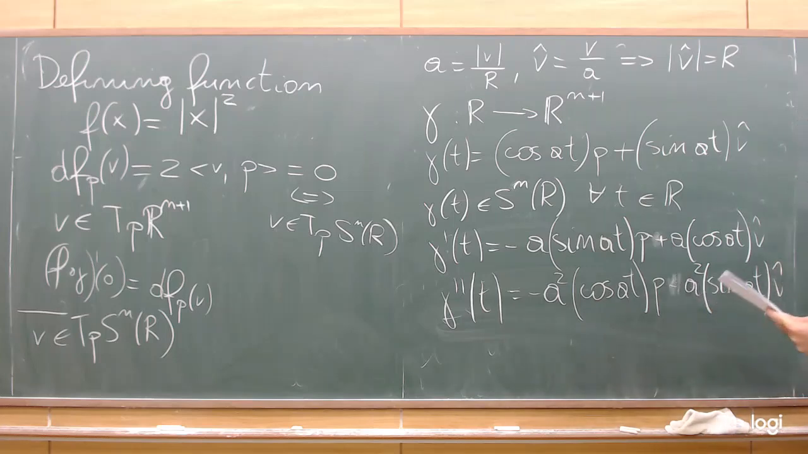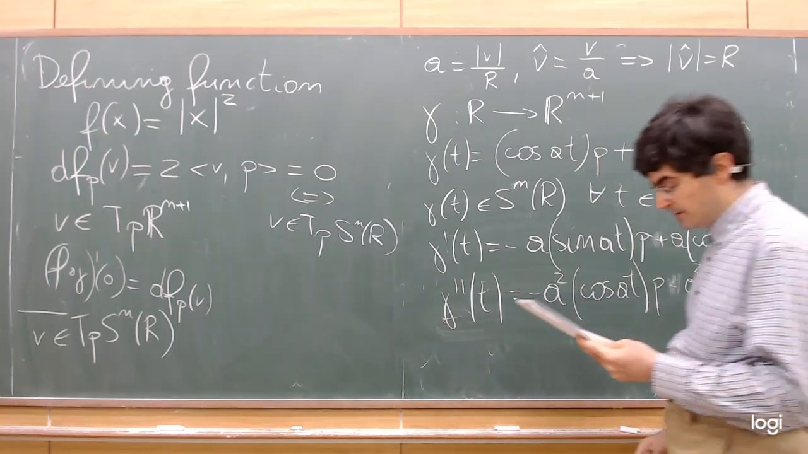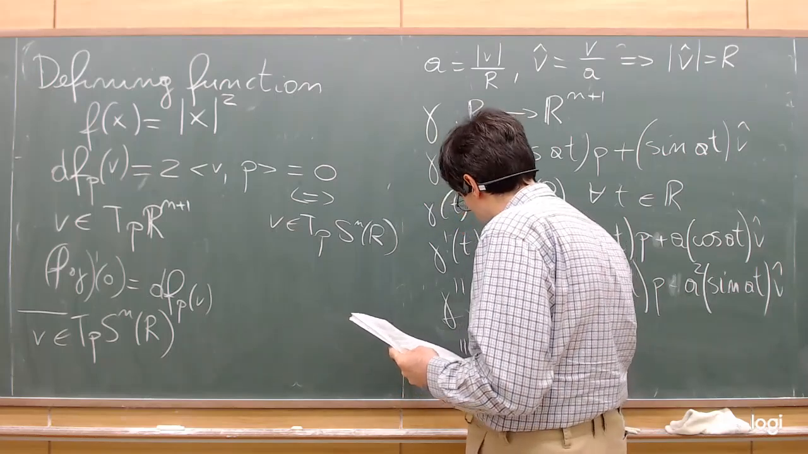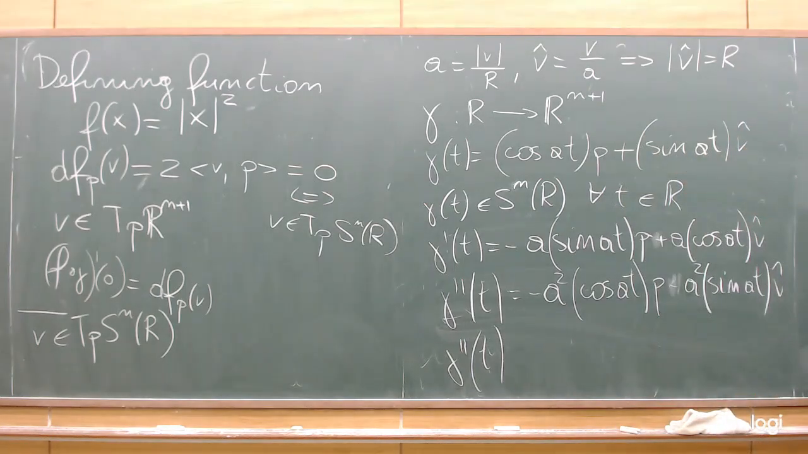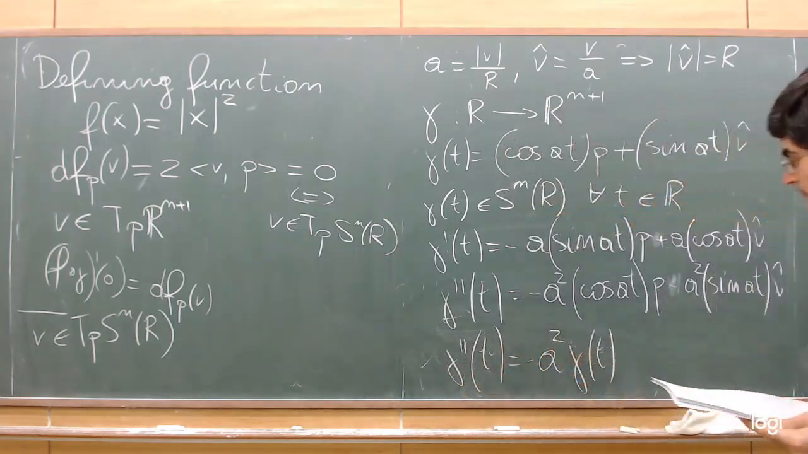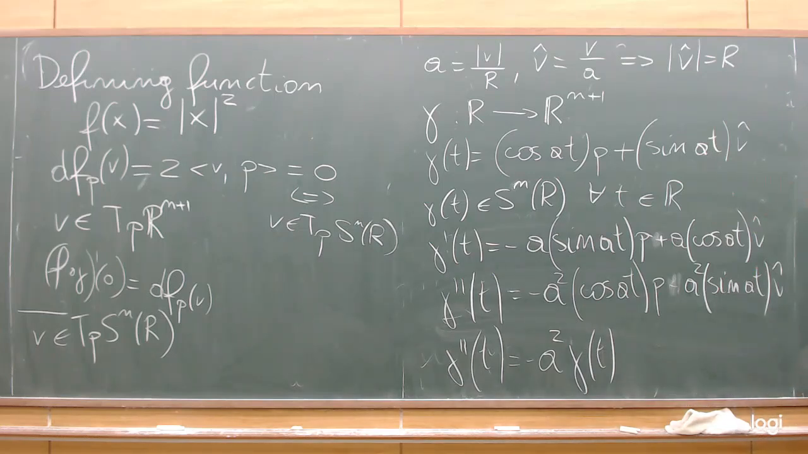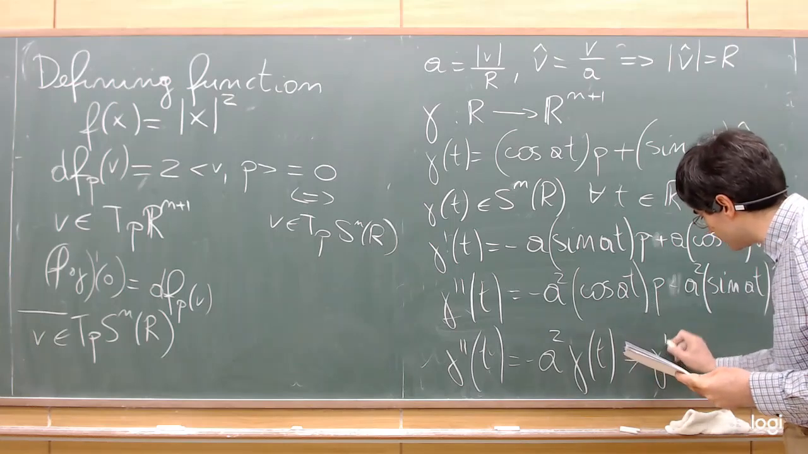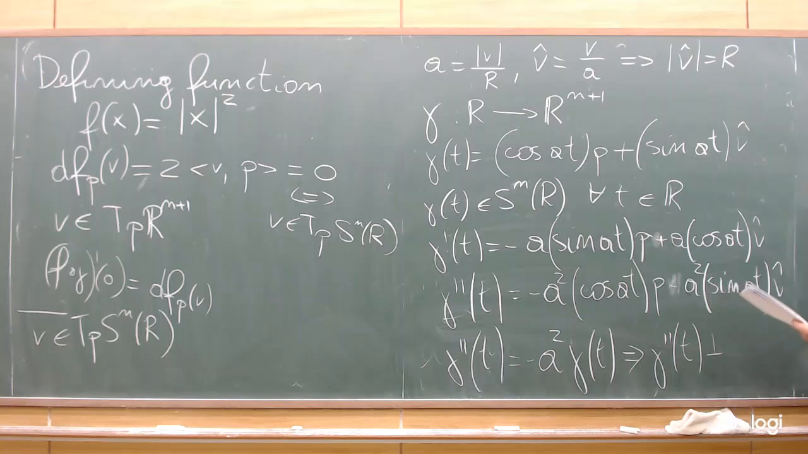And gamma second is this. It is immediate to observe that gamma second t is given by minus a square gamma t, and this implies that gamma second t is orthogonal to the tangent space of the sphere at gamma t.